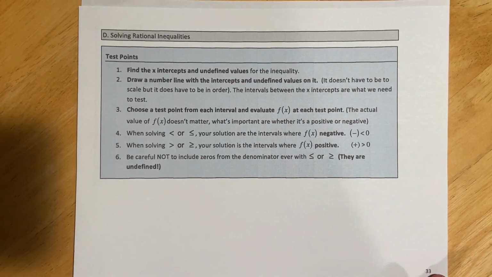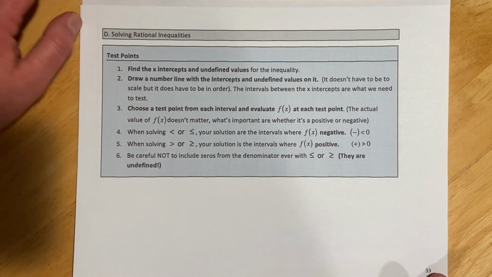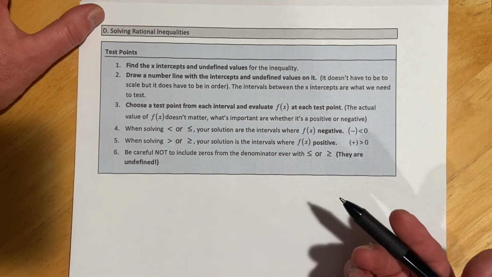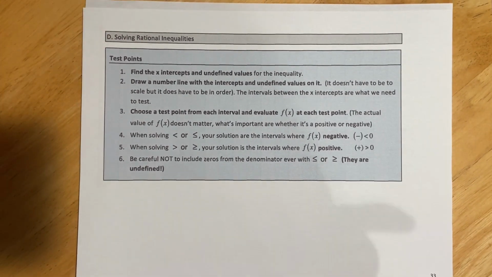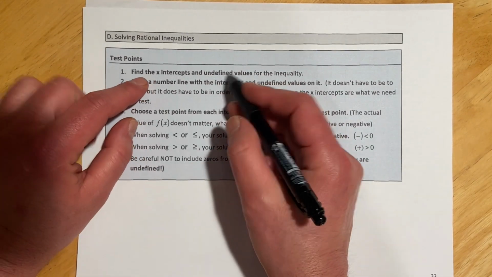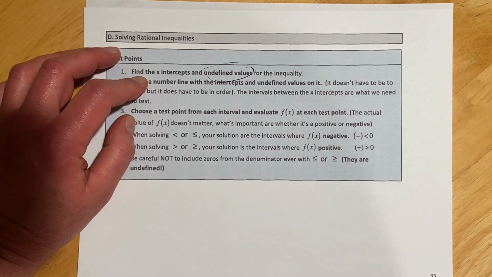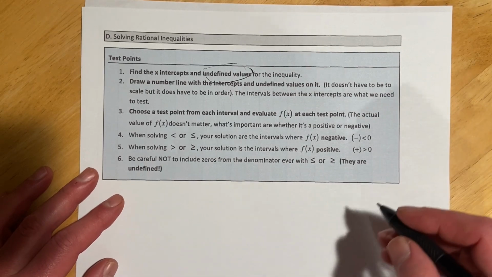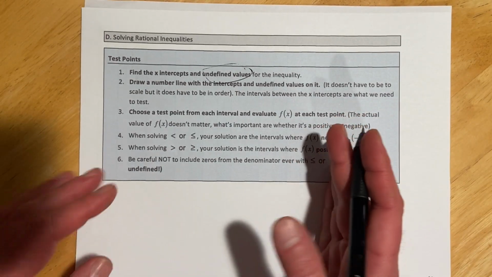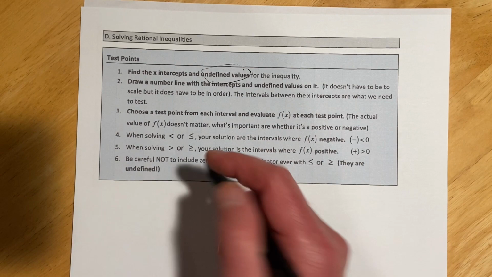Hey everyone, so in this video we're going to look at solving rational inequalities. Very much like the polynomials in the last section, we're going to find our x-intercepts. This time we also have to find undefined values. For the polynomials we just had to find where it was crossing x, but this time where it's undefined can also result in a sign change.